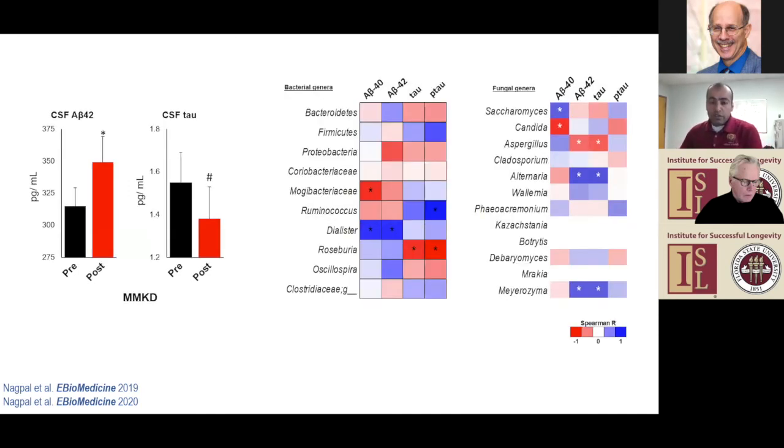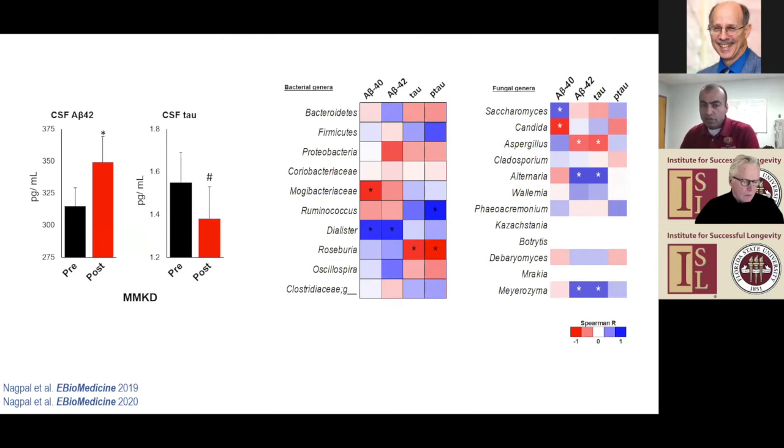In addition, we found that there were direct changes in the direct markers of Alzheimer's disease. We found significantly increased cerebrospinal fluid levels of amyloid beta 42, and we found insignificantly reduced cerebrospinal fluid levels of total tau proteins in these patients.